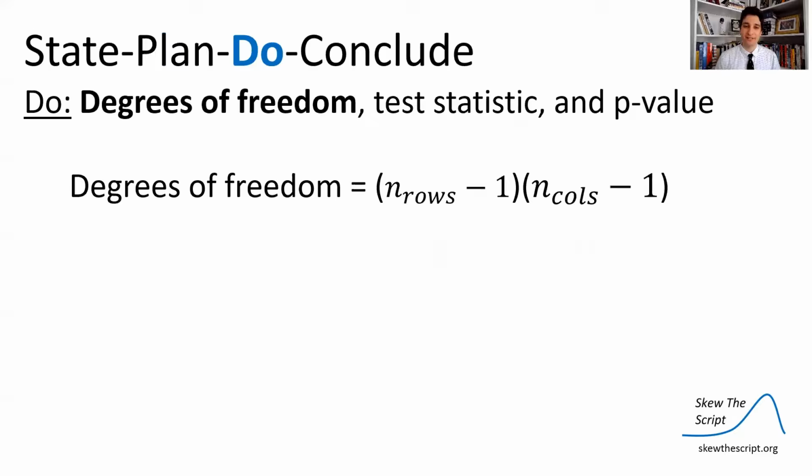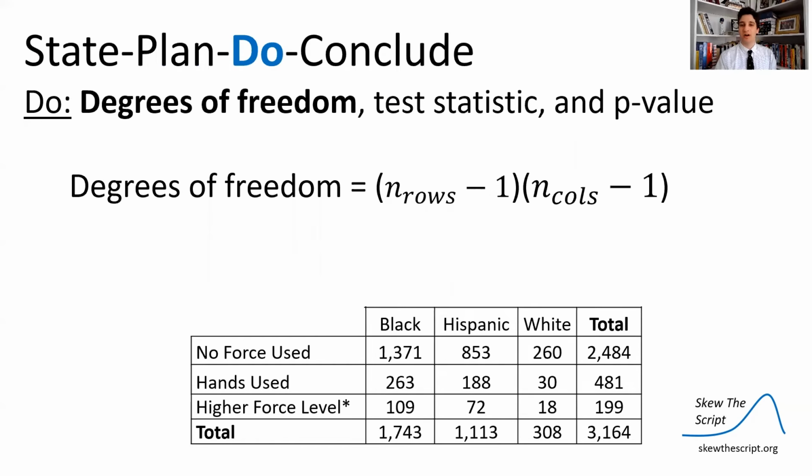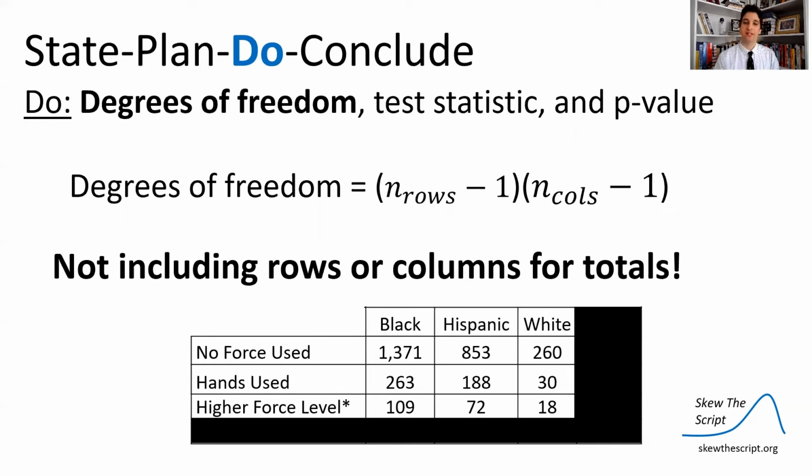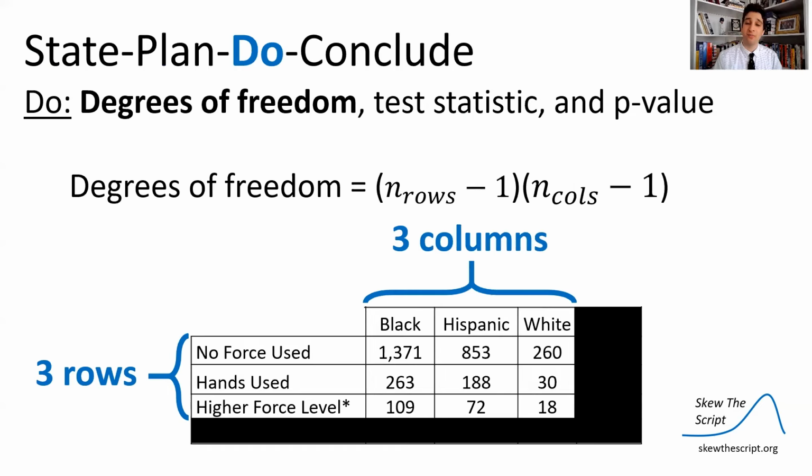In a two-way table analysis, degrees of freedom is going to be the number of rows in the table minus 1 times the number of columns in the table minus 1. When I say rows and columns, I don't mean the totals for the rows or the totals for the columns. I just mean the variable values. So in this case, we have 3 columns and 3 rows.